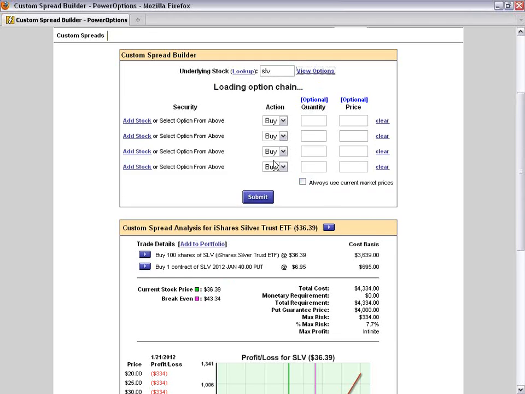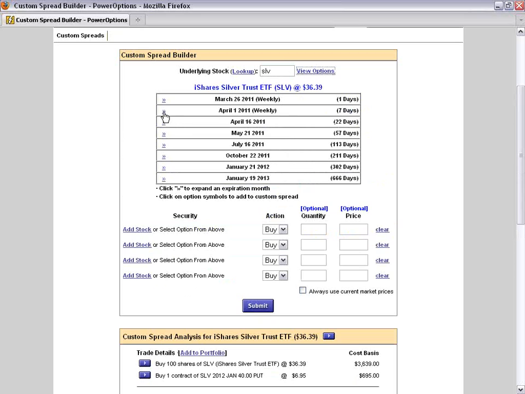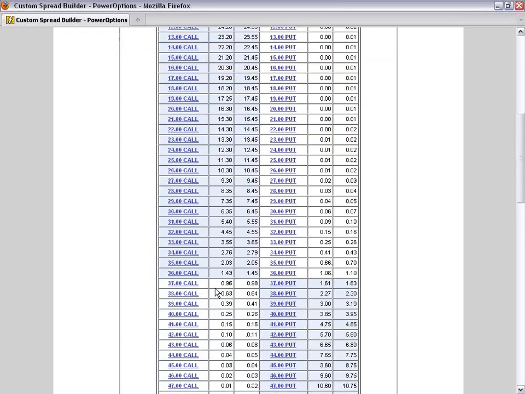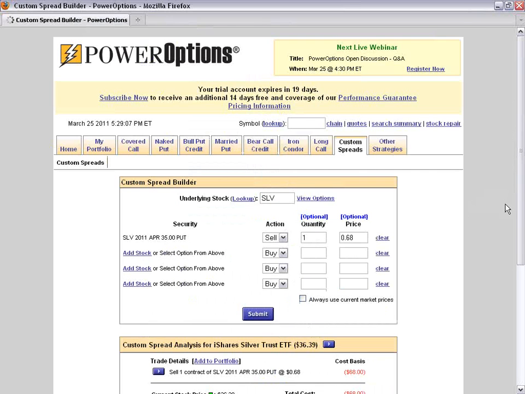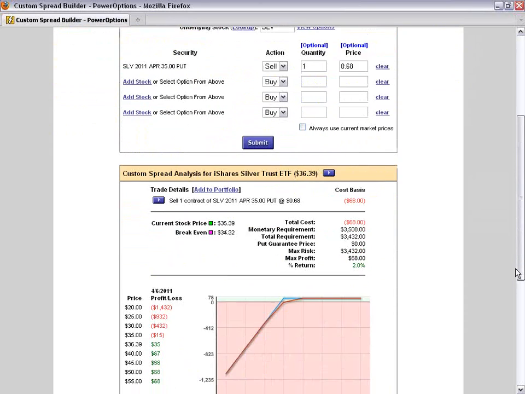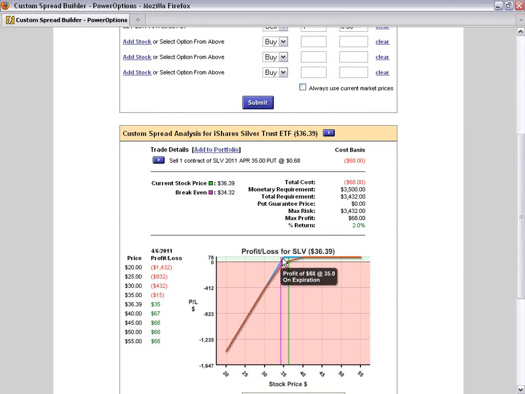Let's go back to SLV. If I'm looking at the April call, I might sell the 35 put, for example. Let's just do a naked put there and hit submit. Same risk-reward profile as a covered call, only a potential of a 2% gain, but if this stock tanks overnight, if it has a sudden gap down overnight, I might be looking at an unrealized 10, 15, or 20% loss.